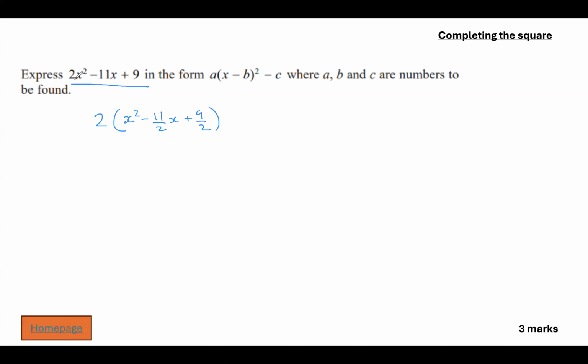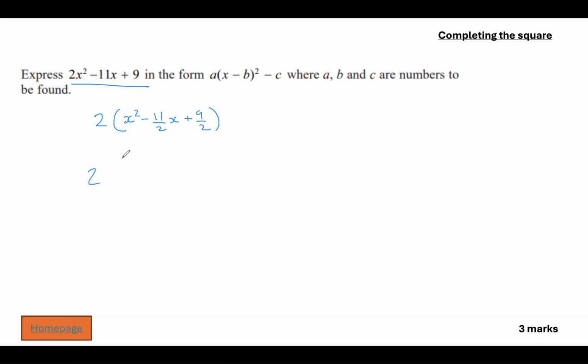So 2x squared, 2 times minus 11 over 2 is minus 11, and 2 times 9 over 2 is going to be simply 9 again. So this is exactly the same as this, but we've just factored out the coefficient of x squared. So now we need to complete the square like we did previously.